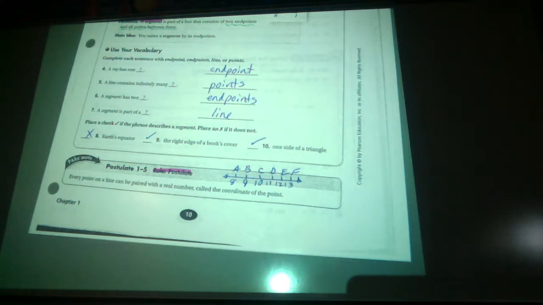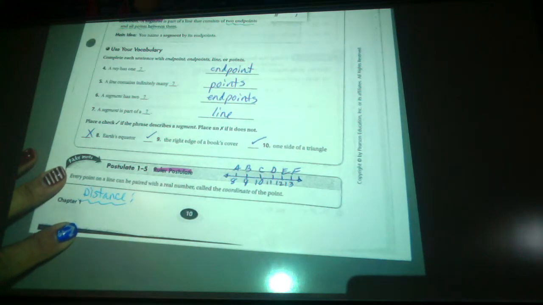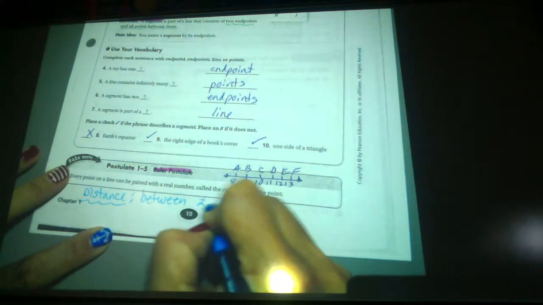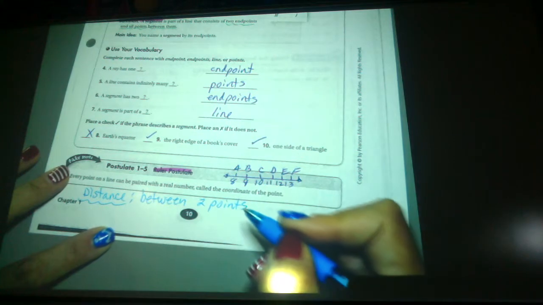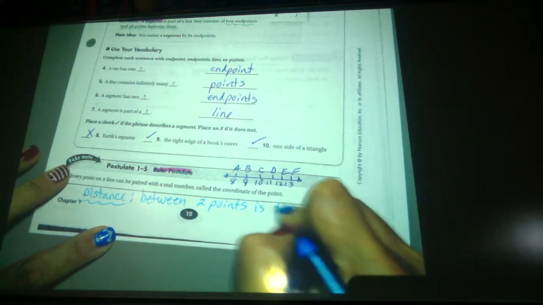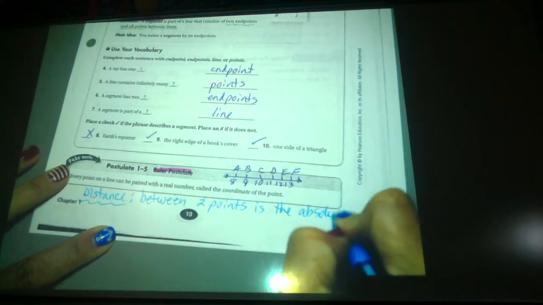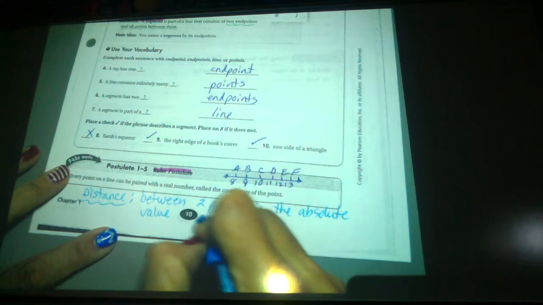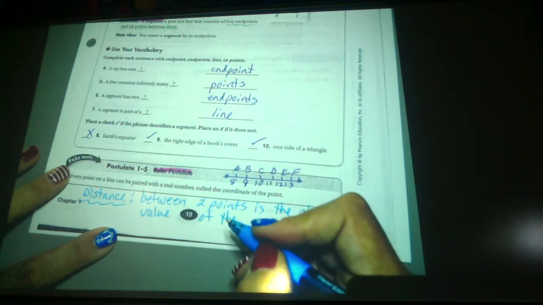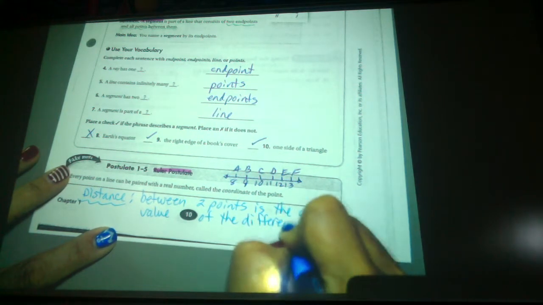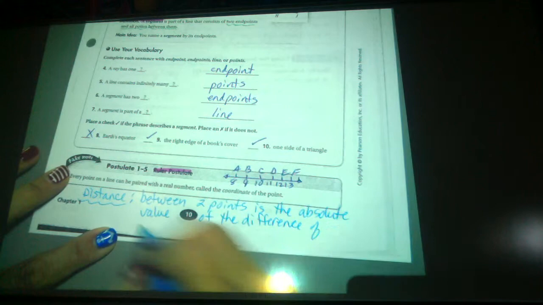What you do need to know is the definition of distance on a number line. So the distance between two points is the absolute value of the difference of their coordinates.